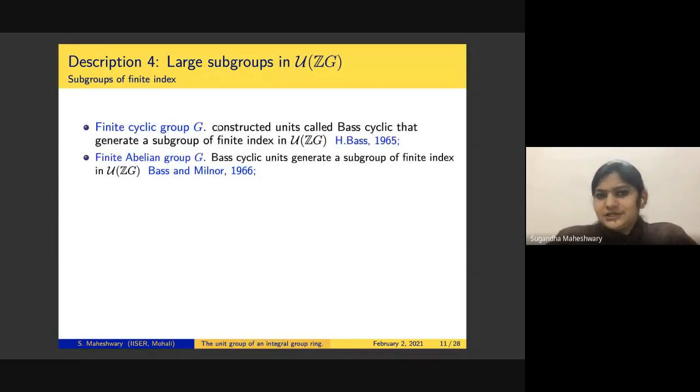I also mentioned this in the beginning, that Bass cyclic units do generate a subgroup of finite index. It was initially done for cyclic groups, and then it was extended by Bass and Milnor to abelian groups, right? There is an alternate recent proof of this result, that Bass cyclic units generate a subgroup of finite index in UZG when G is abelian. There's an alternate proof also.